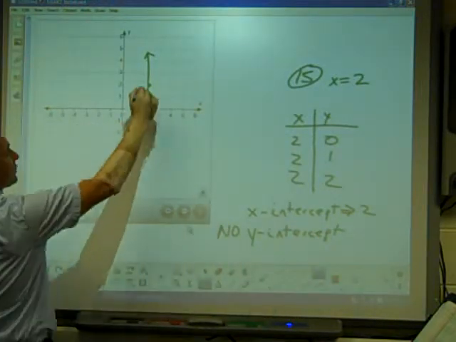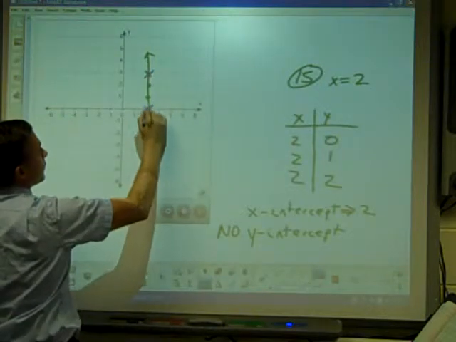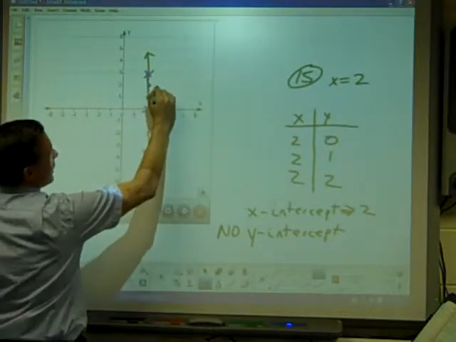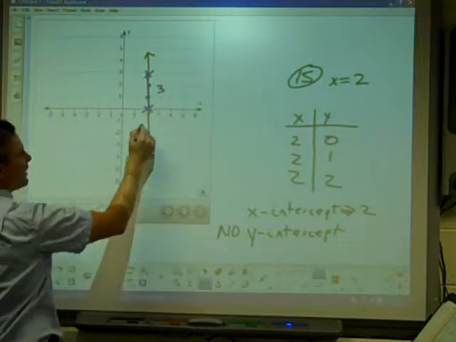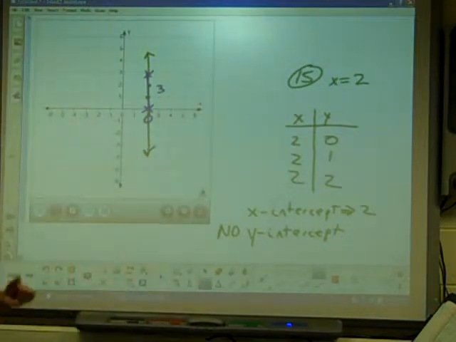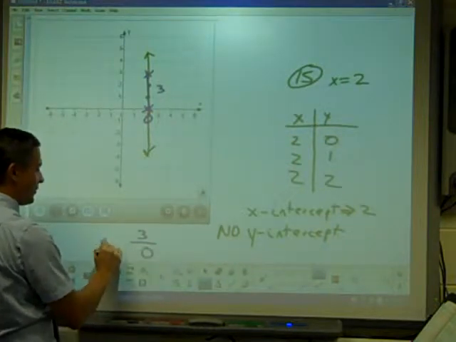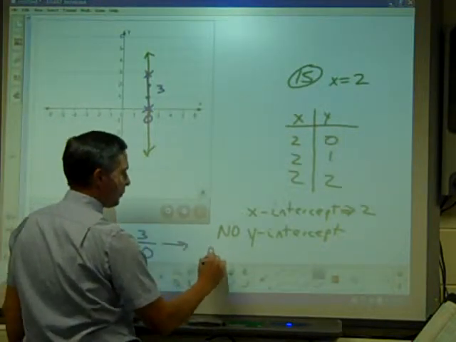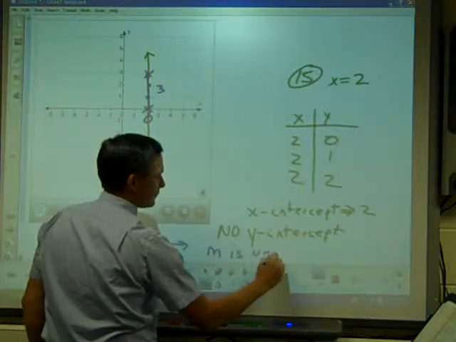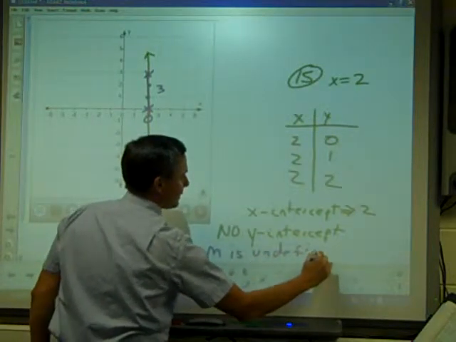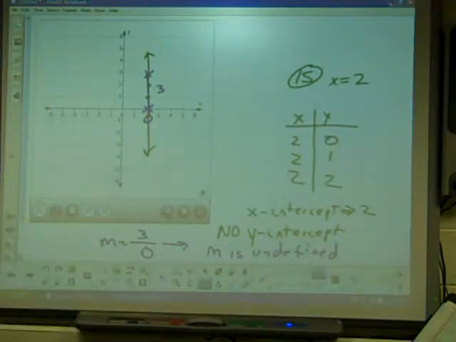Now the slope is a little bit of a problem. We make the triangle. The triangle is rise over run. I'll tell you right now, the rise I just did is 3, and the run is 0. Can you ever divide by 0? No, you can never divide by 0. So in this case, the slope is undefined. When you have a vertical line, the slope is undefined.